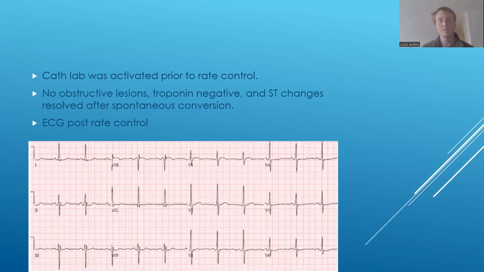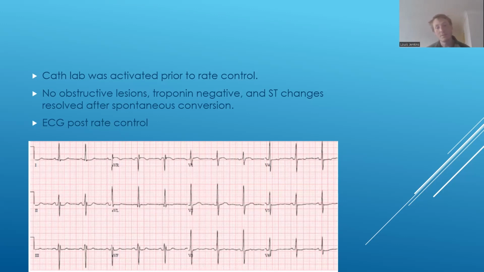But there's two strategies with AF. They either try and slow down the rate, or they give an antiarrhythmic, like amiodarone, which is an example of a pretty severe one. There's other ones, and they try and convert it back into sinus rhythm, or they can cardiovert electrically. And I've written rate, yeah. So cath lab was activated prior to rate control.